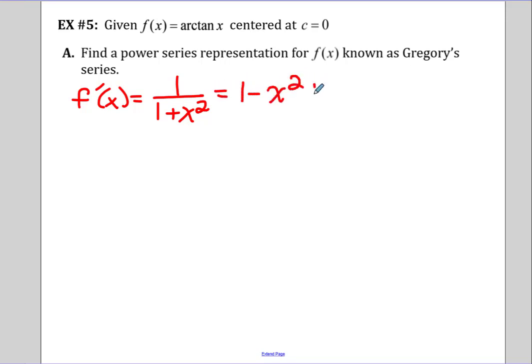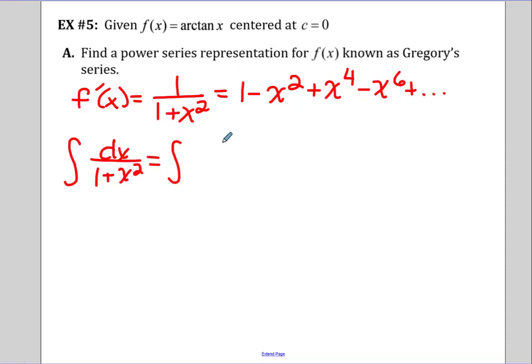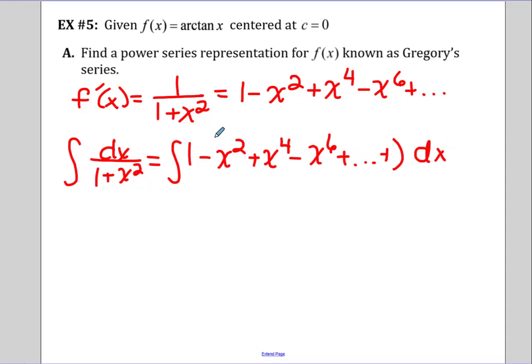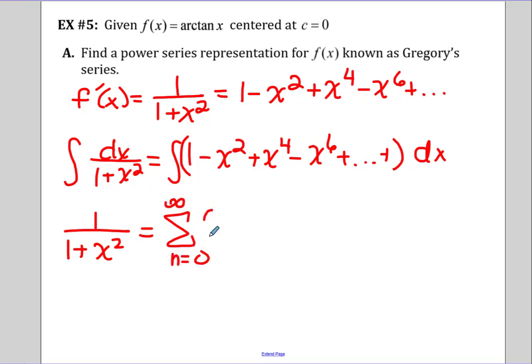And that expansion was 1 minus x squared plus x to the 4th minus x to the 6th, and so on. And we know the derivative of arctan is this same expression. So if we integrate dx over 1 plus x squared, we would be integrating that right side, 1 minus x squared plus x to the 4th minus x to the 6th plus so on and so forth, dx. We also know from example 4 that 1 over 1 plus x squared was the summation from 0 to infinity of negative 1 to the n, x to the 2n.